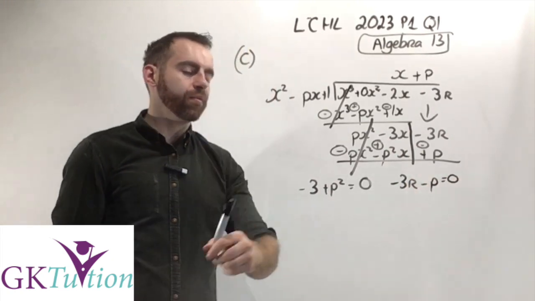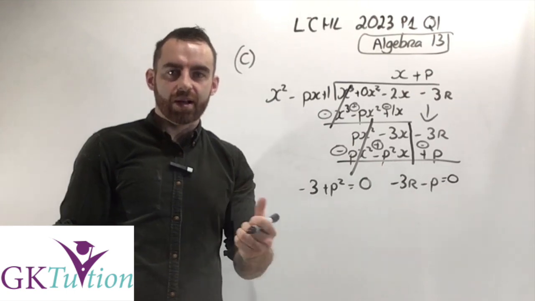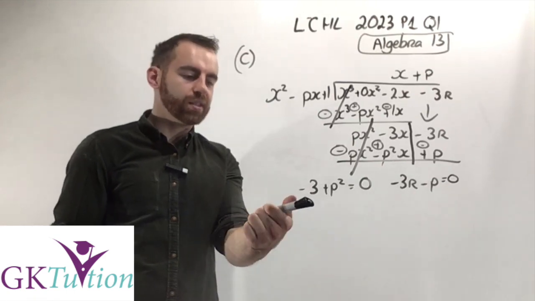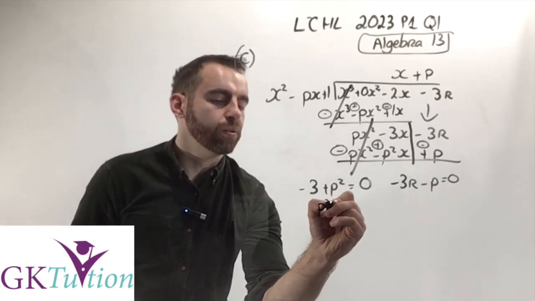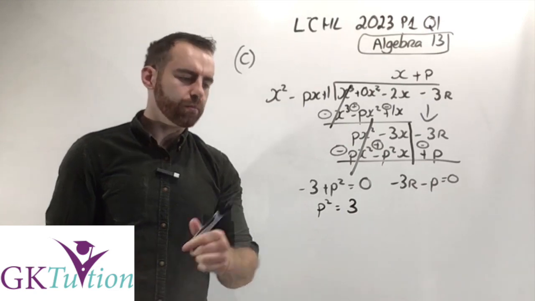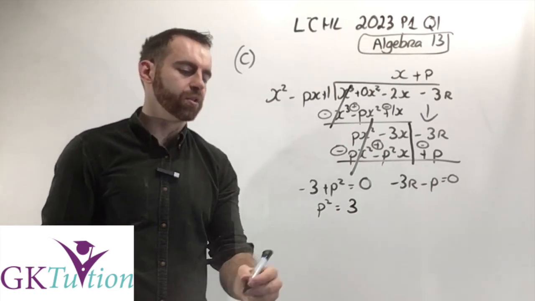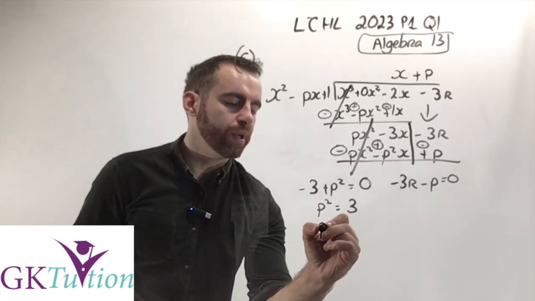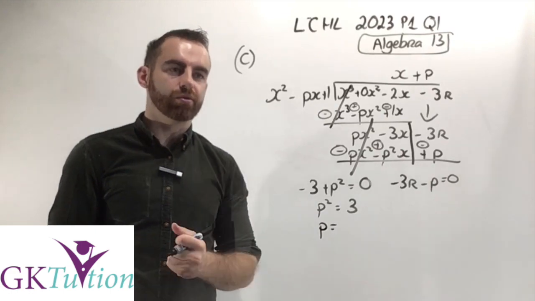Now we have enough information that we can just solve these equations and find a value for p and a value for r. Let's start with this one since it only has one unknown in it. Obviously the first thing we do is we would add 3 to both sides. We get p squared equals 3. Remember, if p squared equals 3, there are usually two possible answers. Usually the square root of p squared is p, but the square root of 3, you could write it as plus root 3 or minus root 3.